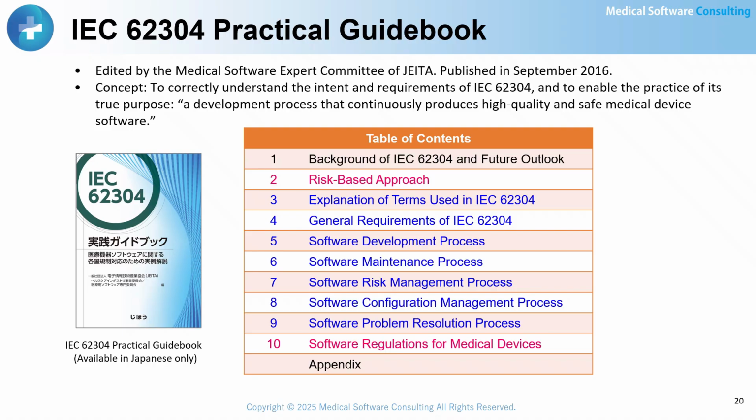As you can see in the table of contents, the book covers topics such as the background of IEC 62304, risk-based approaches, key terminology, general requirements, and detailed processes including development, maintenance, risk management, configuration management, problem resolution, and software regulations for medical devices. Now, one important note for our international audience: this guidebook is available only in Japanese. However, in this video, I will walk you through the main ideas and structure of the book, so you can still understand its content and apply its insights, even if you don't read Japanese.